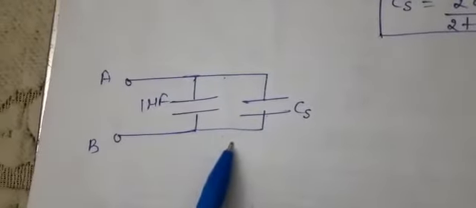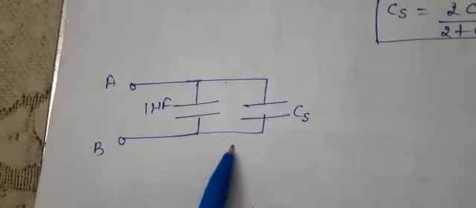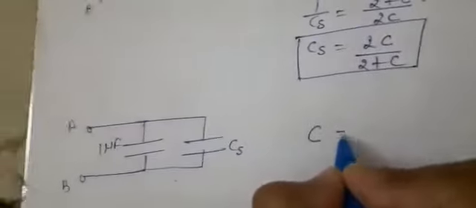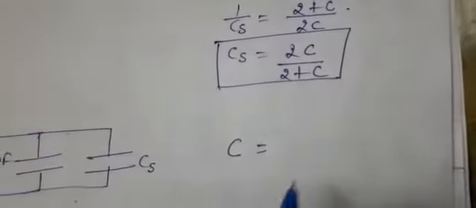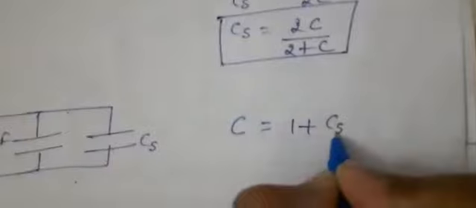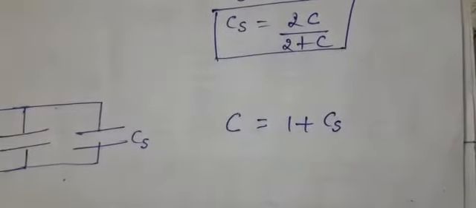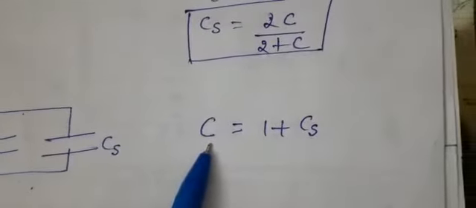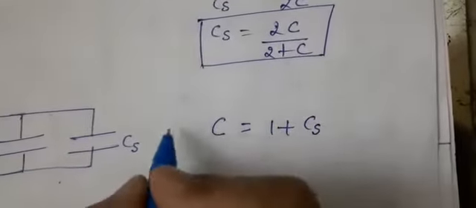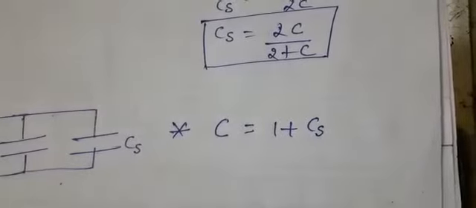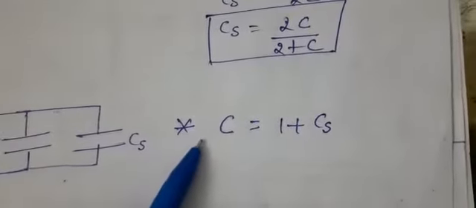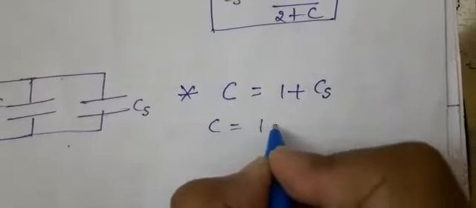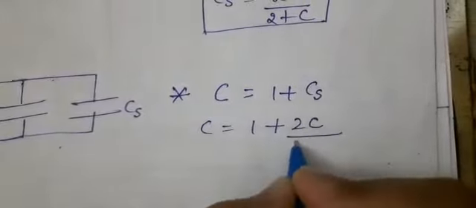Now you will again see that the infinite ladder has equivalent capacitance C. So what you will take it as is C. This is a main point. This C will be 1 plus CS, because we have taken the equivalent capacitance of this complete network as C. So this is a main point; I am marking it with a star. If it is correctly written, then you will definitely solve it. Now, C will be 1 plus 2C upon 2 plus C.